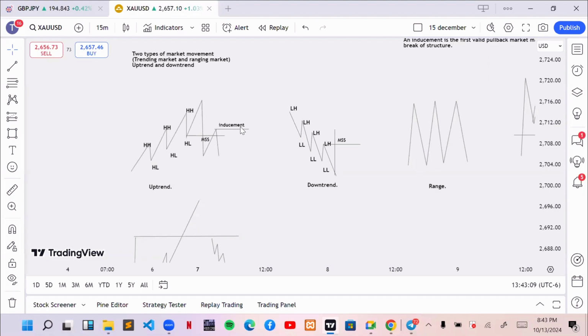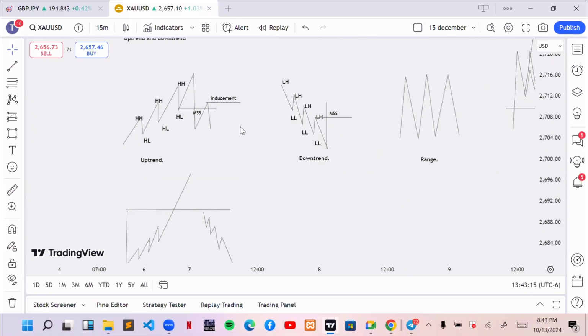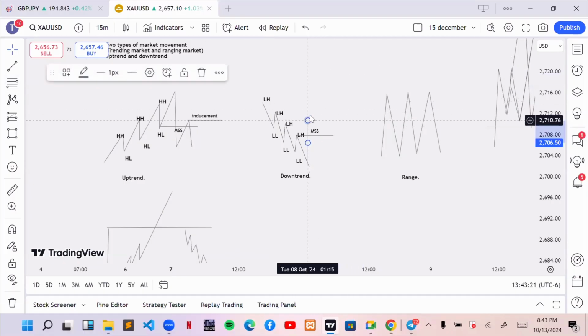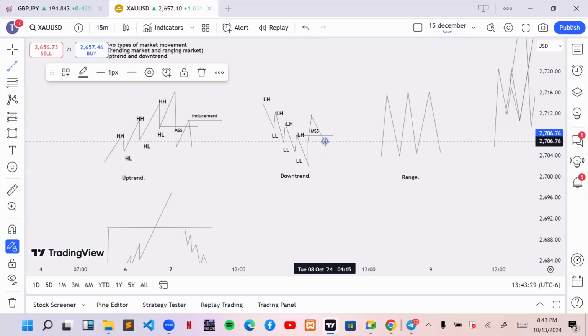So the inducement is the first valid pullback the market makes after a market structure shift or break. This is the one for the market structure shift for markets breaking structure to the downside. This is the one for markets breaking structure to the upside. So this was the market structure shift. After that, you see the market make a pullback. After making that pullback, you push up towards the direction that the structure shifted to. So this right here is our inducement.